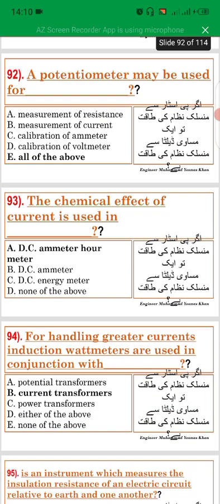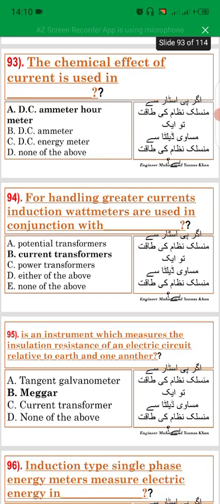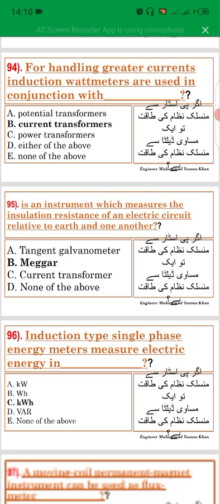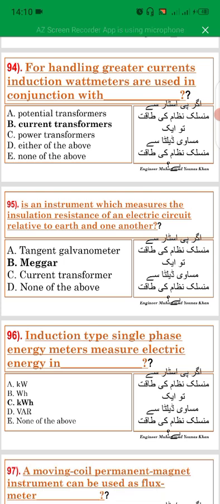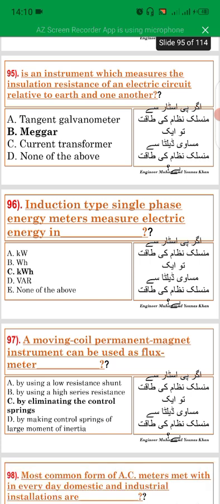A potentiometer may be used for measurement of resistance, measurement of current, calibration of ammeter, calibration of voltmeter. The chemical effect of current is used in DC ampere hour meter. For handling greater current, induction wattmeters are used in conjunction with current transformer. A megger is an instrument which measures the insulation resistance of an electric circuit relative to earth and one another.